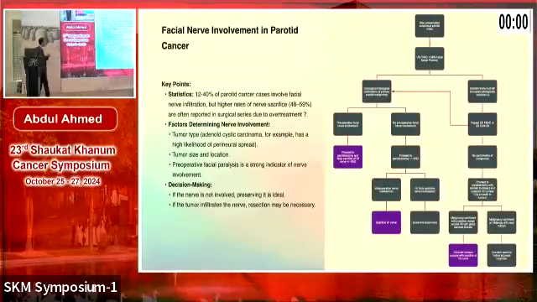Interestingly, the stats from a recent paper are that about 12 to 40% of parotid cancers involve facial nerve infiltration, but there is a high rate of nerve sacrifice. So what they're saying is that we tend to sacrifice more nerves than we need to, is the gist of what people think. Are we over-treating?